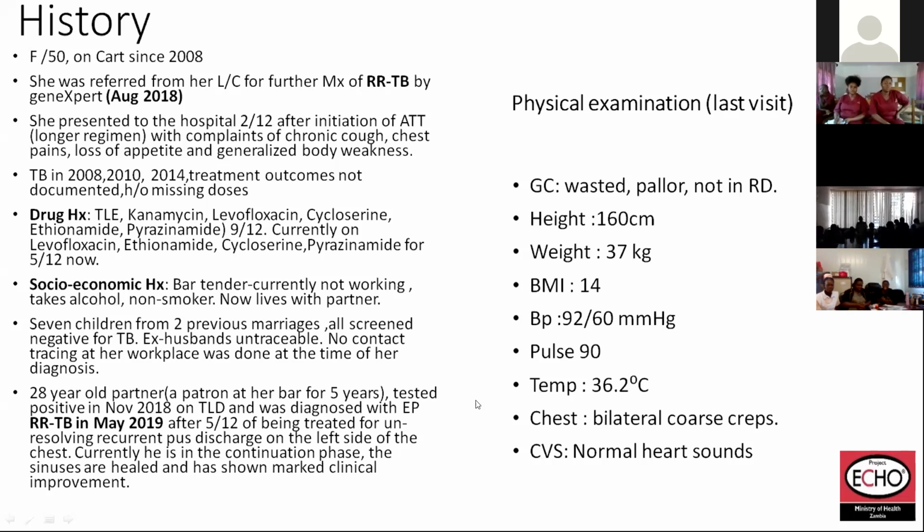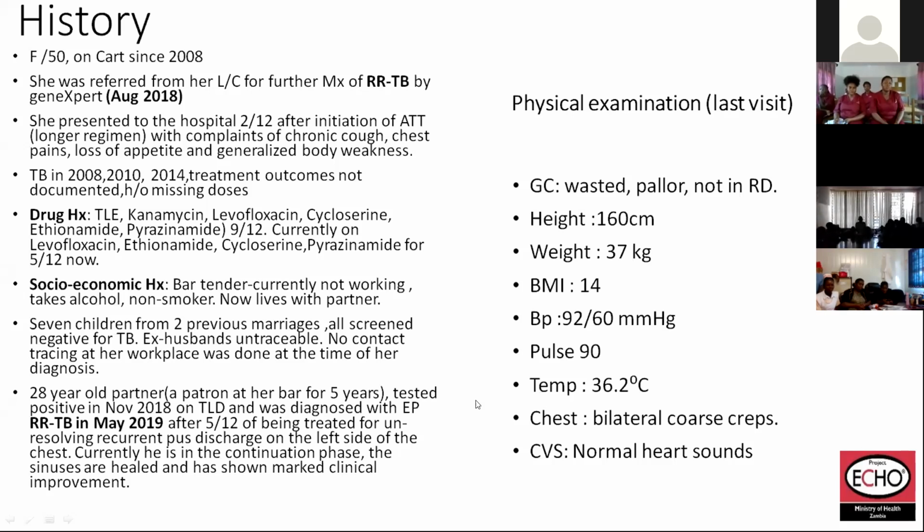All the children were screened for TB. They were negative. These children used to live with the grandmother. They were not staying with her. Unfortunately, we could not trace their husbands due to lack of contacts, and no contact tracing was done at her workplace at the time that she was diagnosed in 2018. Our client has a 28-year-old partner who used to patronize the bar for 5 years. This partner tested positive in November last year and was started on ATT.